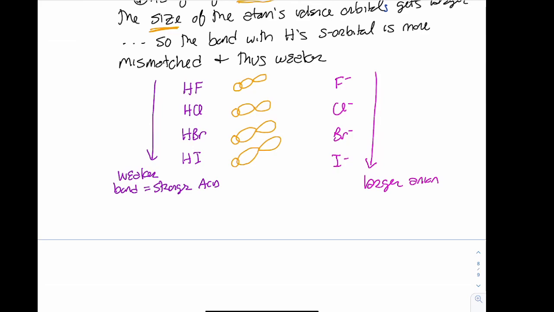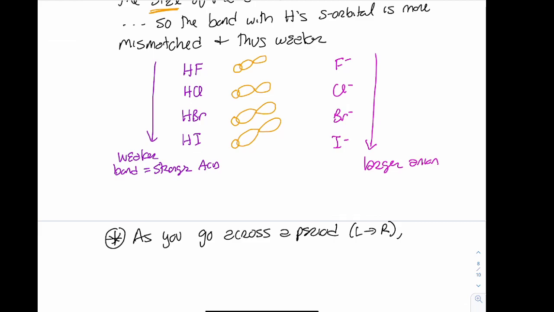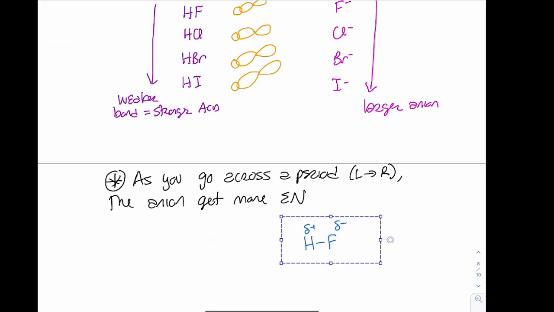As we go across a period of the periodic table, we're actually going to look at electronegativity instead of size. So as you go across a period, and I am going left to right, the electronegativity of the atom is going to be our factor. So we'll say anion again gets more electronegative. And then again, remembering back to polar bonds, right? If I was to look at a bond between hydrogen and fluorine, fluorine is more electronegative than hydrogen.